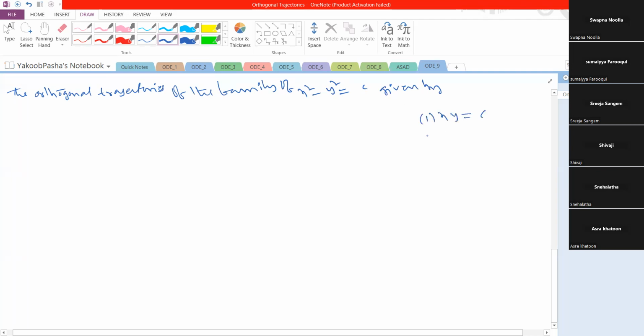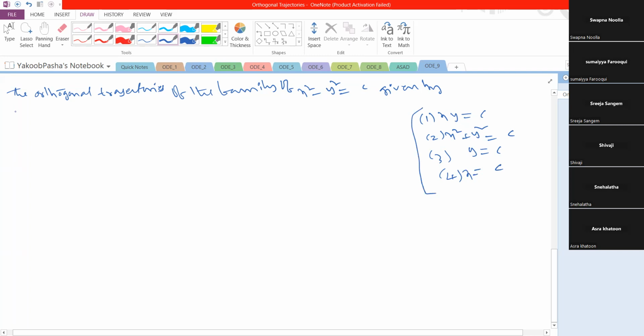xy is equal to c. Second option, x square plus y square is equal to c. And the third option, y is equal to c. And the fourth option, x is equal to c. These are the four options.